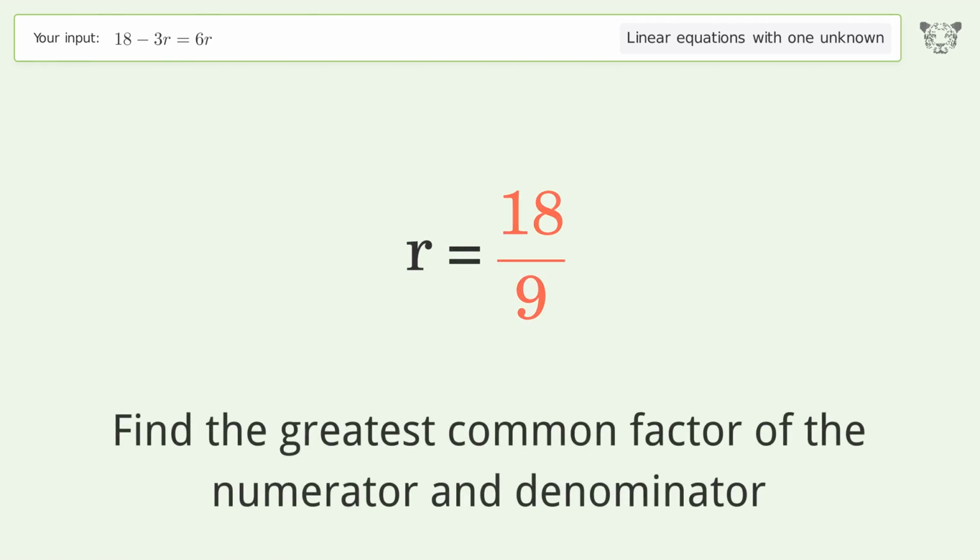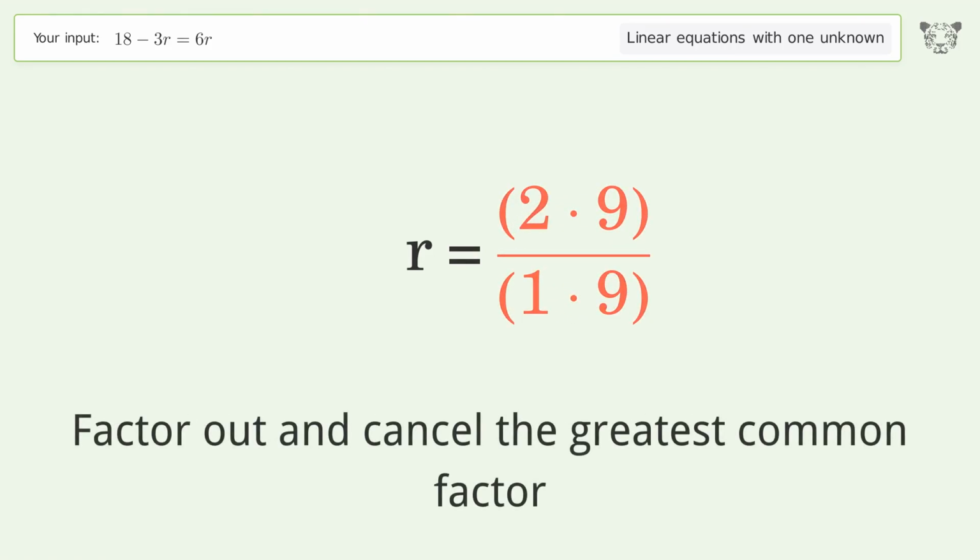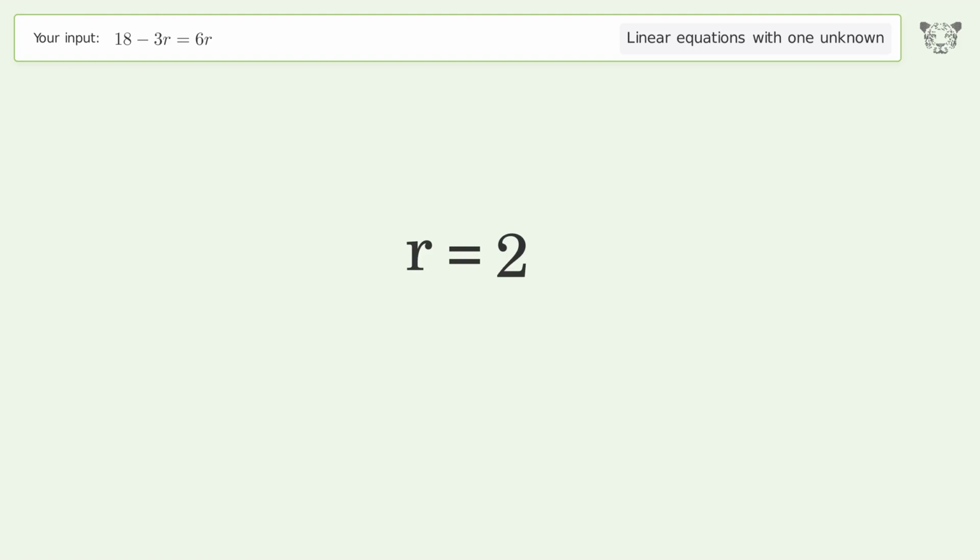Find the greatest common factor of the numerator and denominator. Factor out and cancel the greatest common factor. And so the final result is r equals 2.